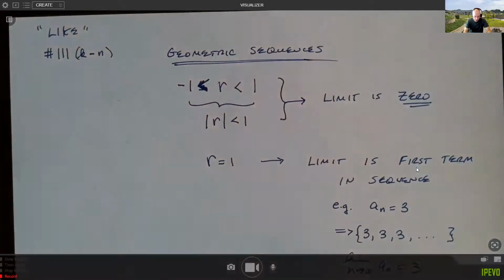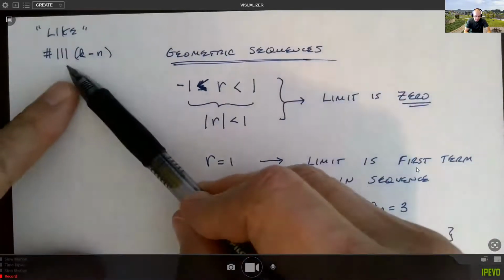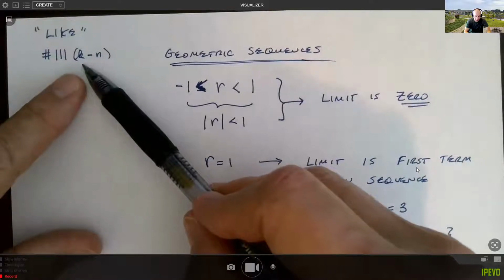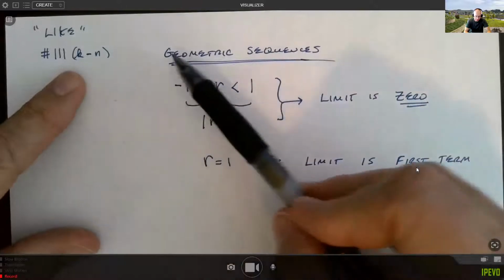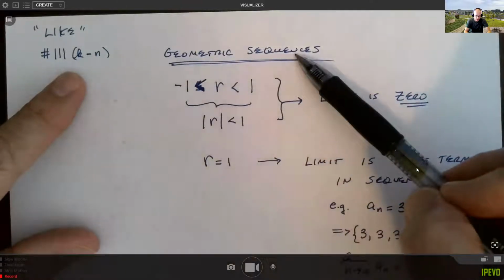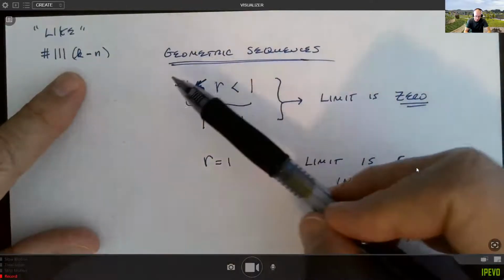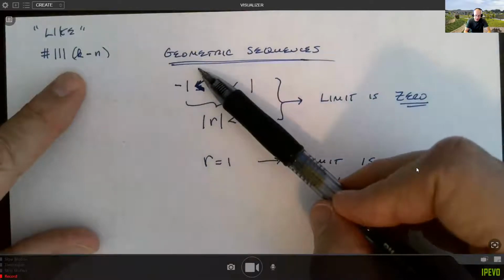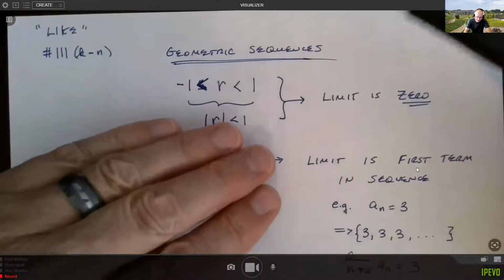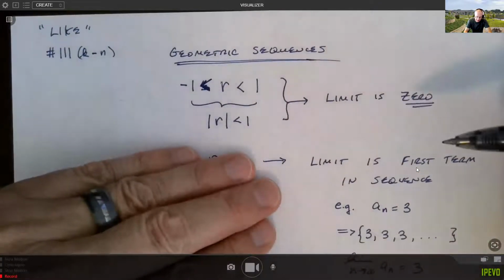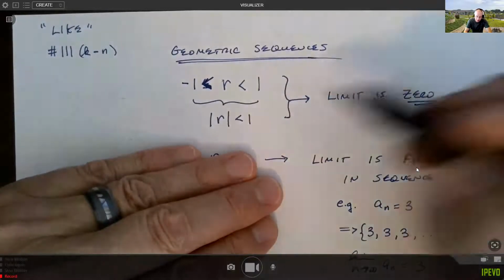So let's take a look at ones that are very similar to number 111: K, L, M, and N. And in these cases, these are all examples of geometric sequences. Remember, a geometric sequence is a sequence whereby each successive term is found by multiplying by a fixed value we usually call R.